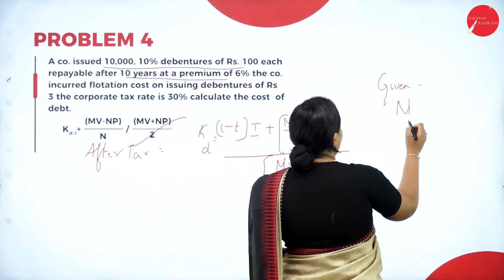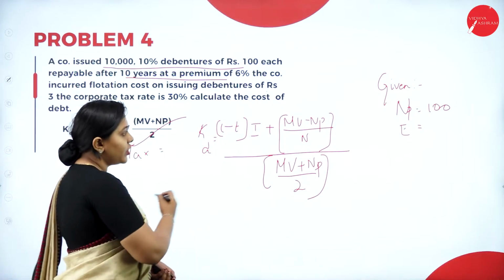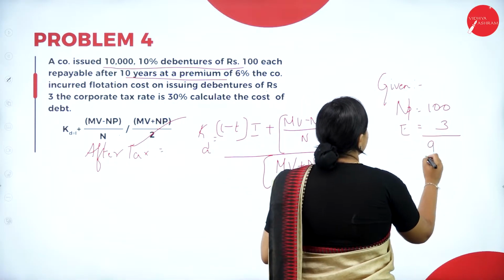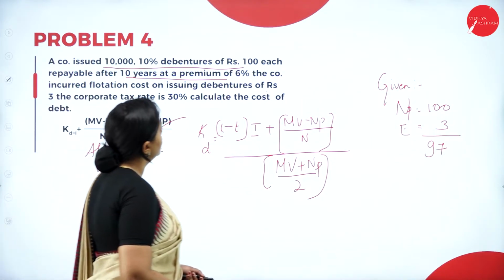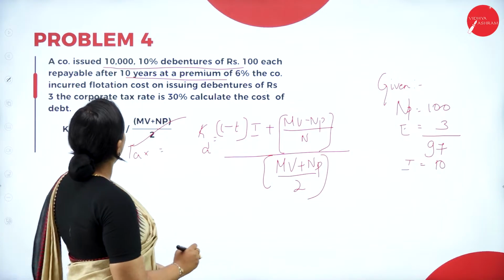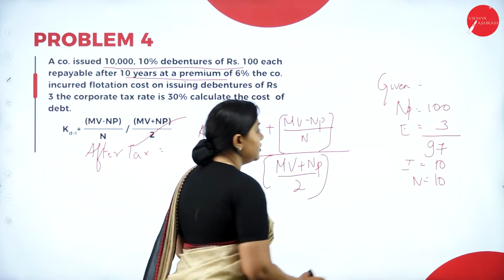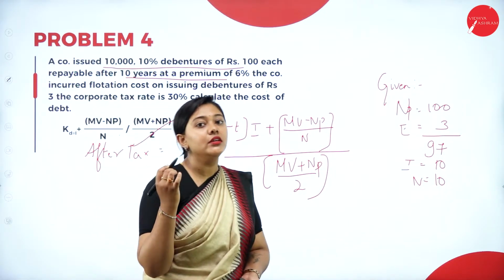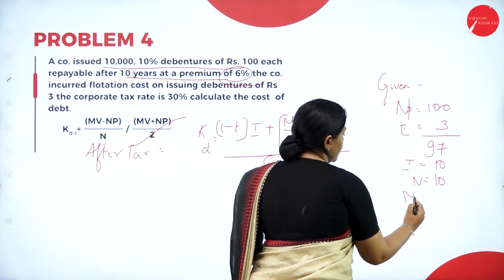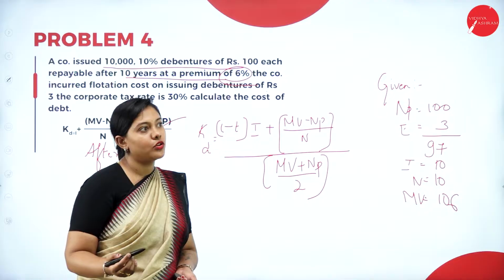Issued at par, 100 rupees, with expenses of how many rupees? Expenses of 3 rupees. So it is how much? It is 97. Next we have interest rate, 10 rupees interest, and next we have number of years, 10 years, and when you are redeeming at a premium of how many percent? 6%. So maturity value will be 106. So all the information we have got, let's substitute the values.